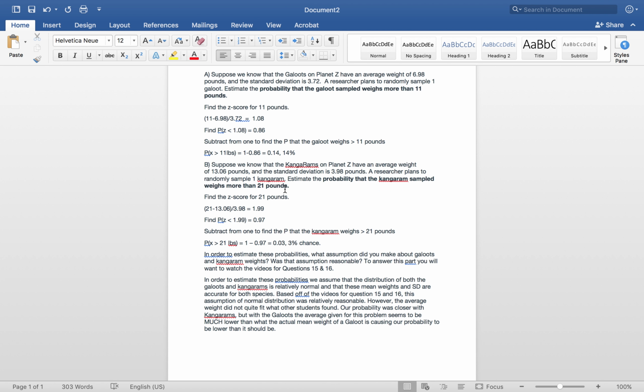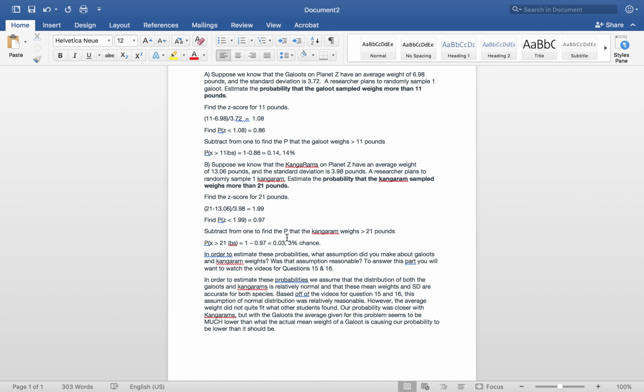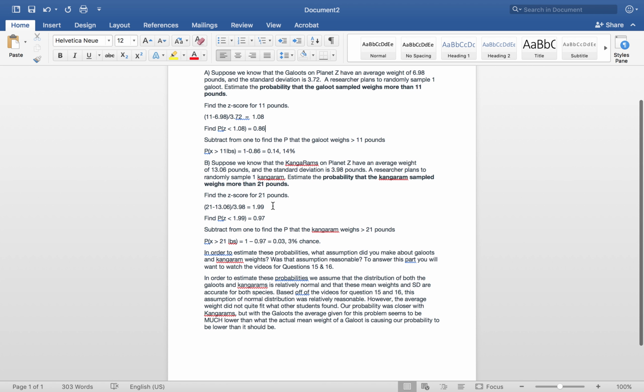So again, because we want to find the probability of them weighing more than 21 pounds, we'll find the probability that Z is less than 1.99, which is the area underneath that Z-score. And what we find by looking at the normal table is that it is roughly 0.97, or 97% of the data should fall underneath there. So we're going to subtract 0.97 from 1 to find the probability that the kangaroo will weigh more than 21 pounds. So 1 minus 0.97 is equal to 0.03, which gives us a 3% probability. I shouldn't put chance on these, but a 3% probability that a kangaroo will weigh more than 21 pounds.